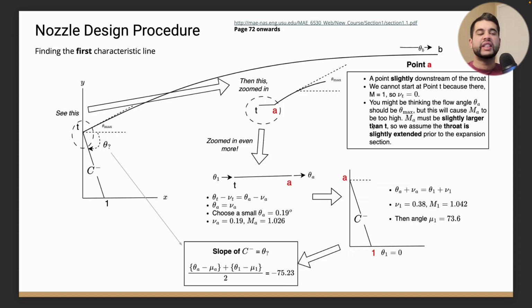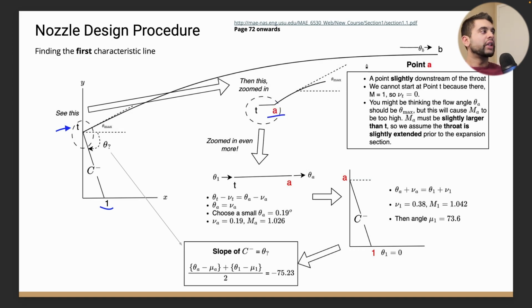Okay, first characteristic line. We need to start off at point 1. We're at point T here. Let's zoom into it. Point T, point A. Now, why do we do this? Why do we imagine a point here, A? And why do we just do that?